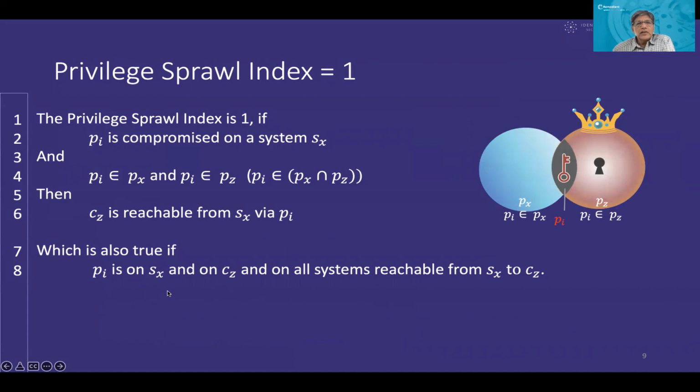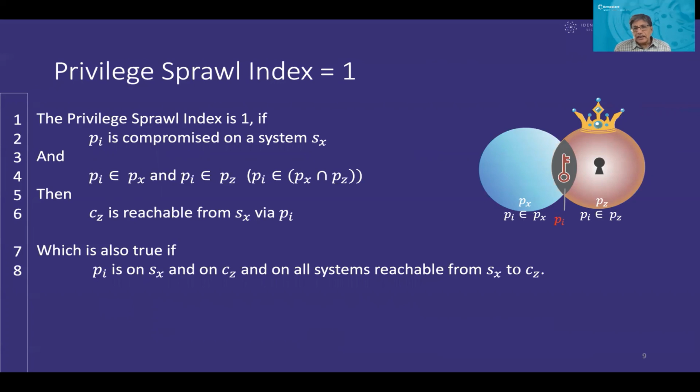So let's look at a privilege sprawl index of 1. This is 1 if I have an account PI that I compromise on a system SX. So PI is an account we said belongs to the set of privileged accounts or admin accounts on SX, and that gets compromised. And if that same account exists on your crown jewel systems, of course, you could attack a crown jewel system right off the bat with PI and you're in, and you can do what you want. The data breach happens.